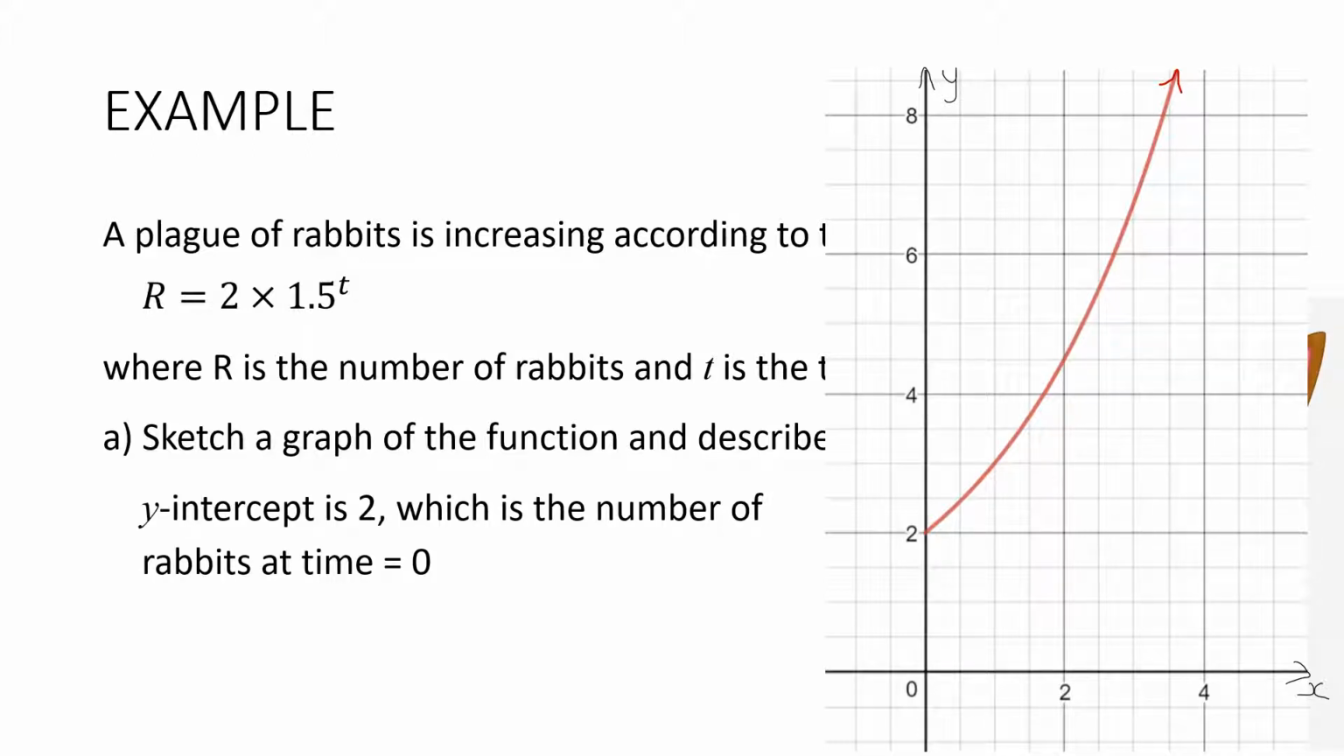Okay, so the y-intercept is 2, which is the number of rabbits at time 0. And the graph is increasing at an increasing rate. We're going to get more into this when we start calculus and we talk about rates of change, but let's just throw that in here at this stage. It's not a constant rate, that would be a straight line. It's an increasing rate. It's accelerating.